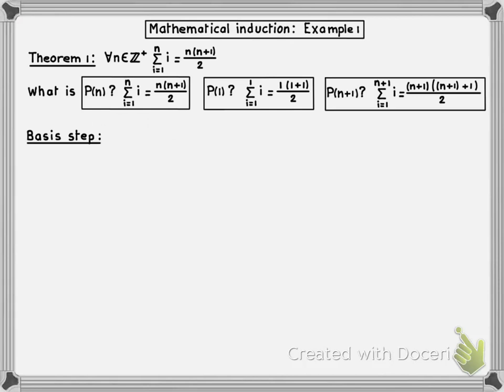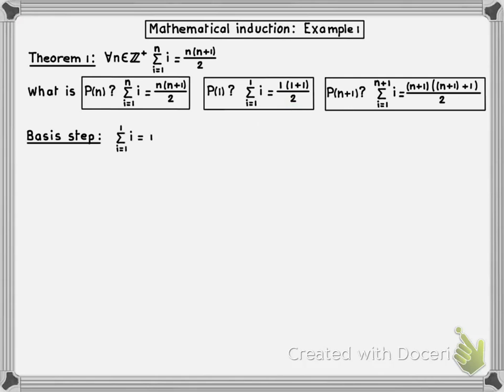Now what is the basis step? That's to prove that P of 1 is true. So now we actually have to prove that this is true. We don't know yet. The easiest way to do this is to compute the left-hand side on its own, get a value for that, compute the right-hand side on its own, get another value for that, and hopefully show that these two values are actually equal.